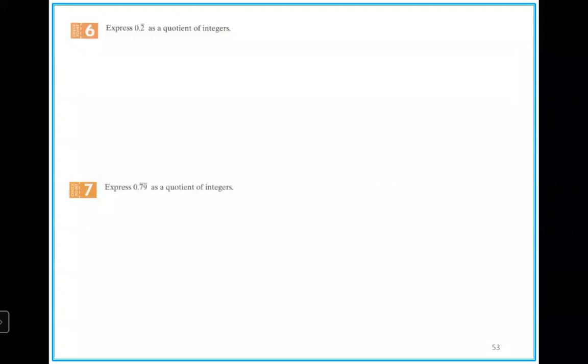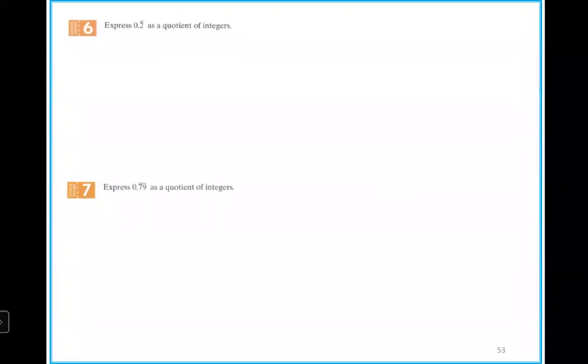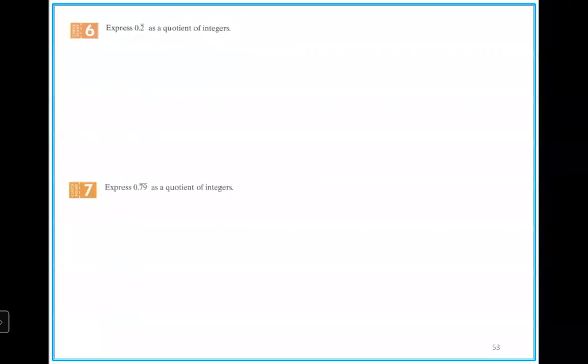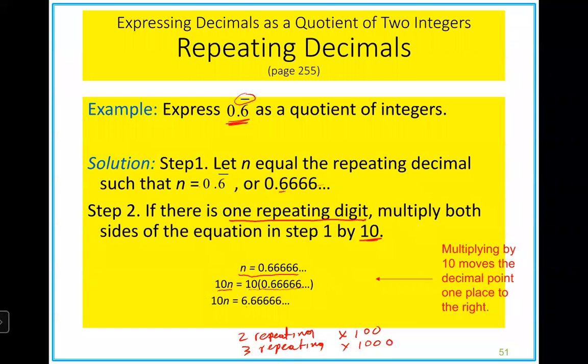Okay, so we have 2 examples here. Let's see if we could start off with this first one. Anybody want to tell me what's the first step based on what we just looked at? Let's go back over that. It's 0.2 repeating, so that's really like 0.22222. Based on what we just looked at for the steps, tell me what's the first thing you're going to do?